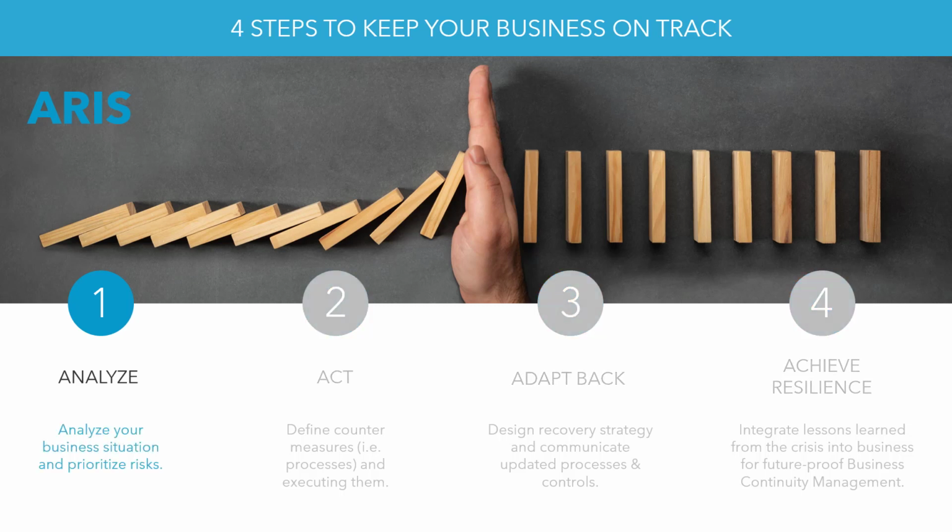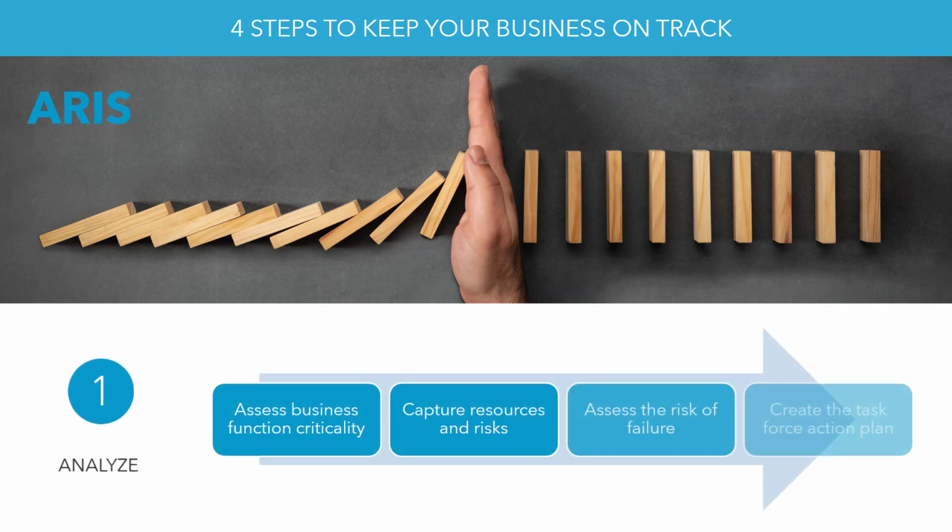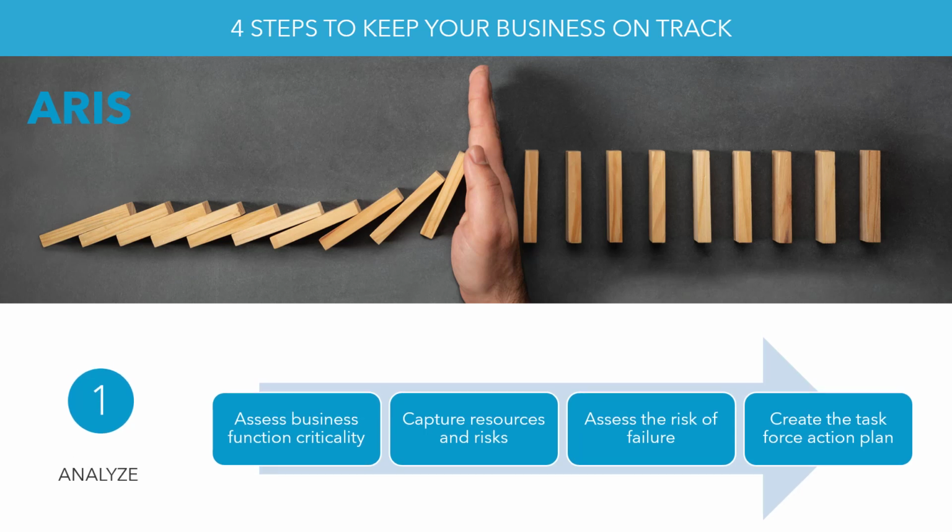Let's start with the first step, analyze. It is key to know what is critical to your business. Therefore, you first have to assess the criticality of your business activities. Enrich them with all relevant information about the required resources such as people and IT. Capture the risk of failing and assess its impact and probability. This is the basis to create the action plan for your task force.